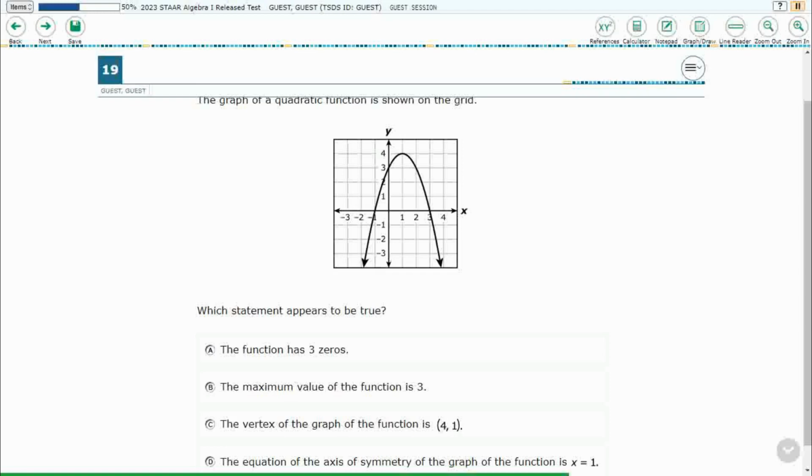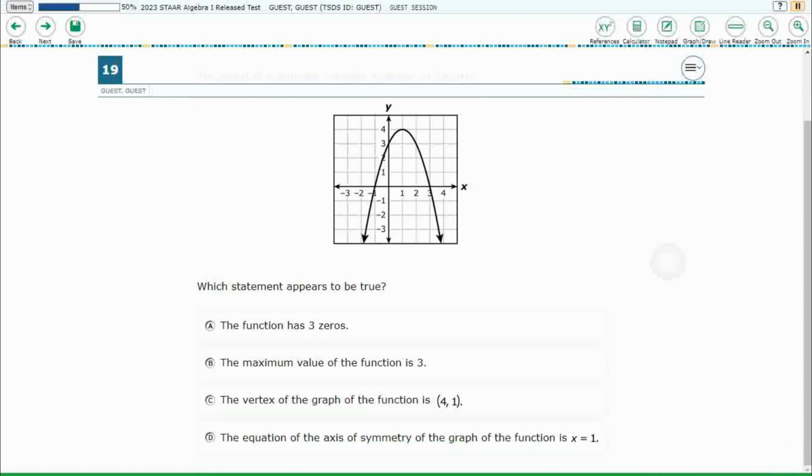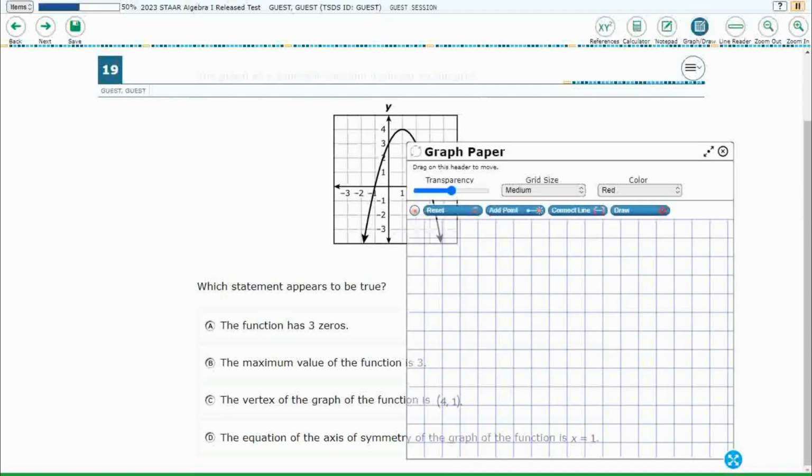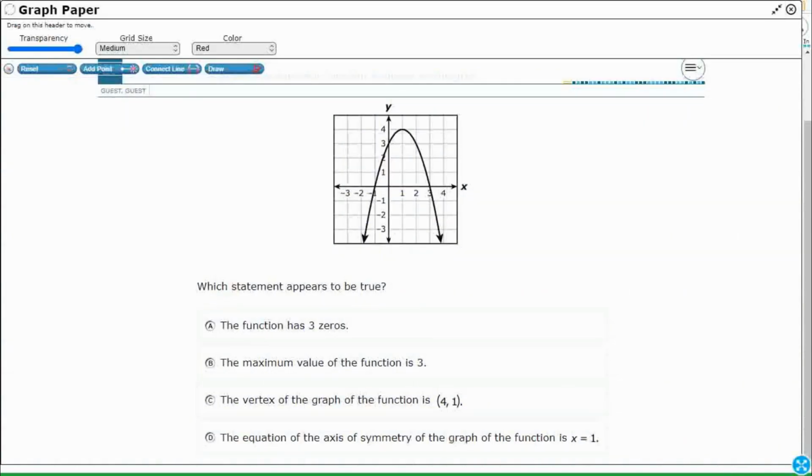Alright, so we just have a basic quadratic function. We don't even need to find the equation. We're simply trying to describe this quadratic function, and we need to see which of these statements is true. So obviously 3 will be false. Let's just take them one at a time, and let's use what we know about quadratic functions to eliminate some of these incorrect answers here. So A, the function has 3 zeros.